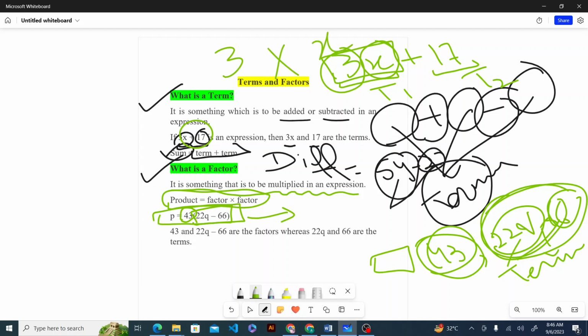So this was today's lecture. It was really very easy and interesting, in which we studied terms and factors.